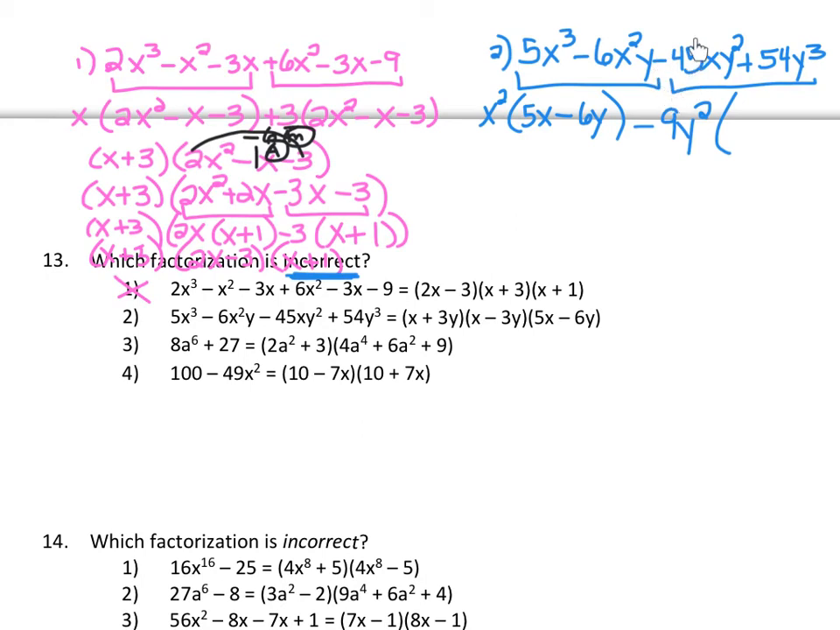Okay, so then negative 45 divided by negative 9 is positive 5. And we pulled out the y squared, but not this x, so we have to bring the x down. Okay, and then positive 54 divided by negative 9 is negative 6. And we started off with 3 y's being multiplied together, and we pulled 2 of them out, so we still have 1 y left down here. And then let's close those parentheses.